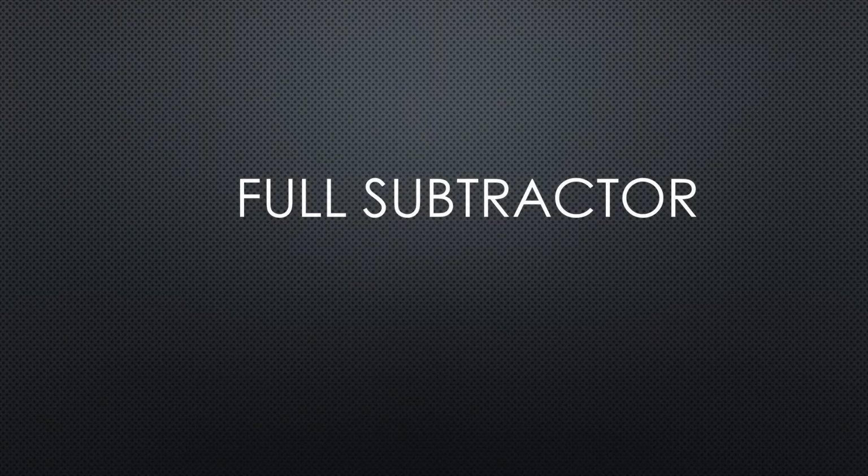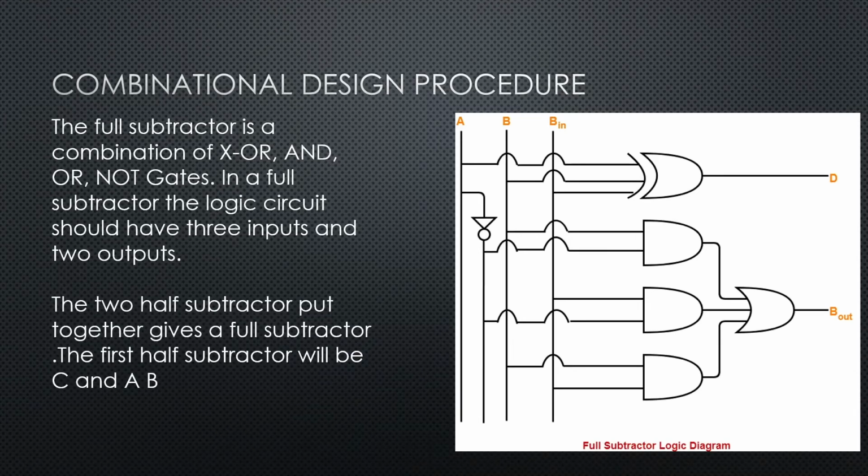Full subtractor. Combinational design procedure. The full subtractor is a combination of XOR and NOT gates. In a full subtractor, the logic circuit should have three inputs and two outputs. Two half subtractors put together give a full subtractor. The first half subtractor will be with A and B.